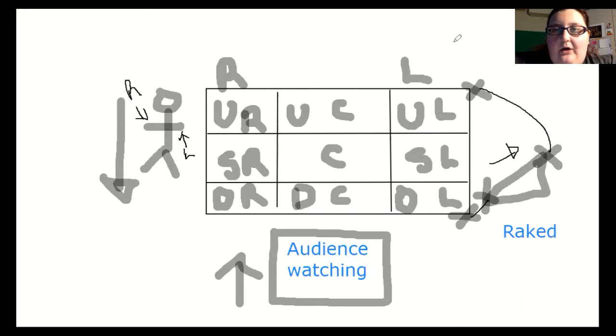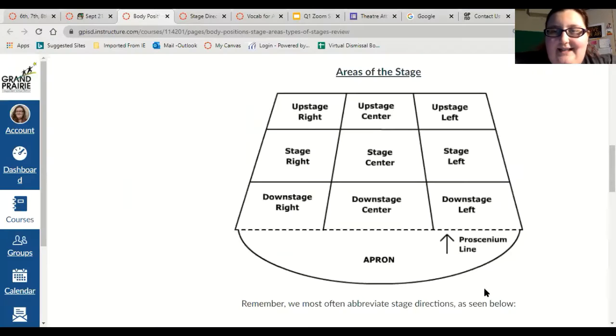So we can go back to our better looking diagram. Now that you understand why this is on the right and this is on the left, and why this is up and why this is down, we can talk about the apron. The apron sticks off the front of the stage and is in front of the curtain. This line, the proscenium line, is where the curtain is. So that would be the grand drape, and it opens and closes, revealing the stage.